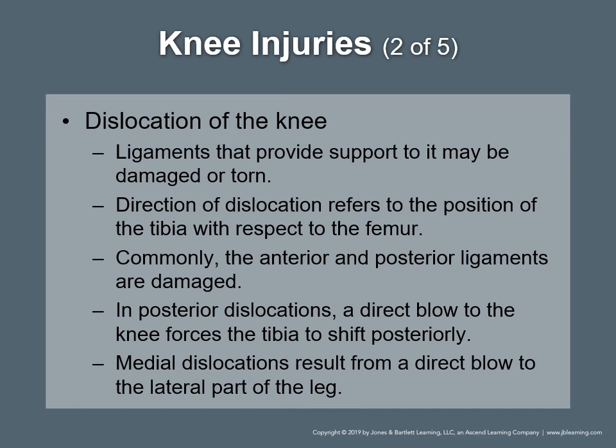The direction of dislocation refers to the position of the tibia with respect to the femur. Commonly, the anterior and posterior ligaments are damaged. There is also a high risk of injury to the popliteal artery. Daniel, where's the popliteal artery?